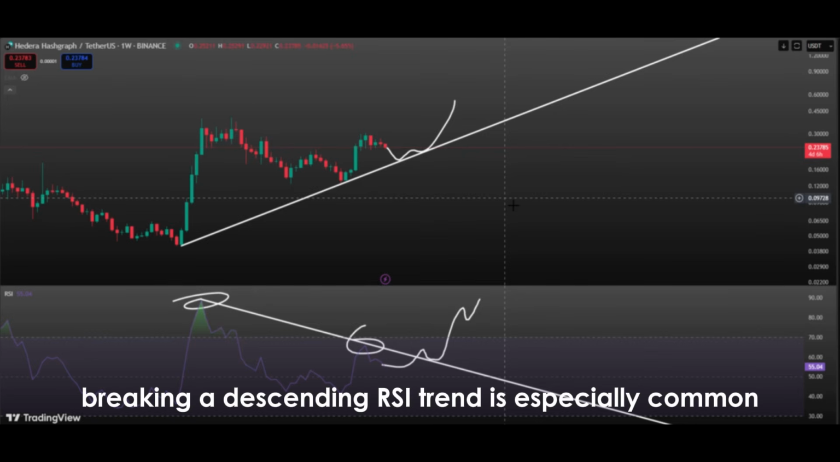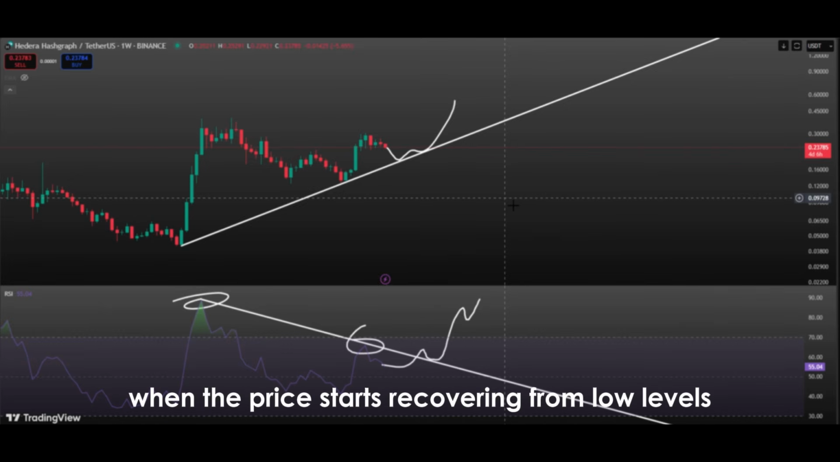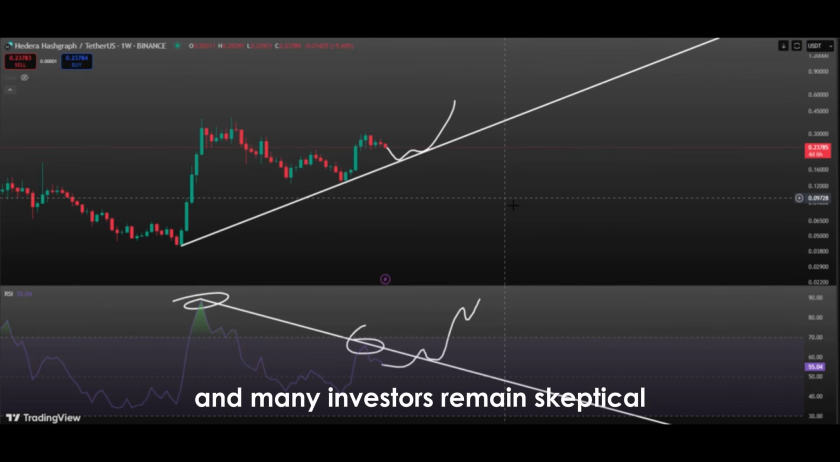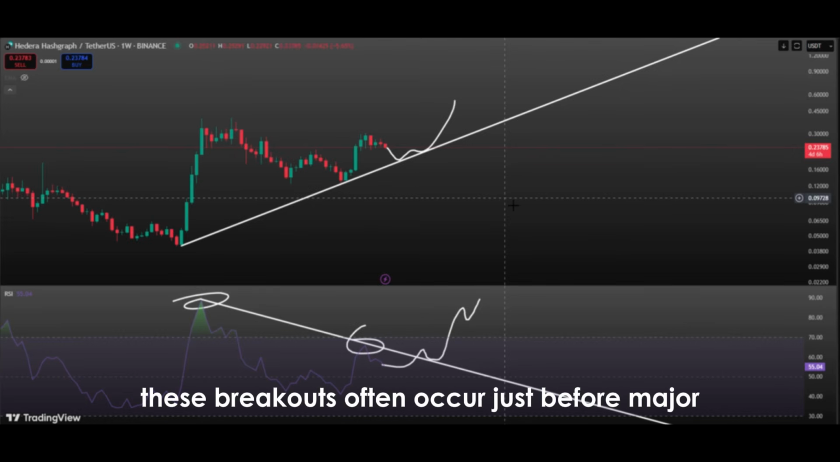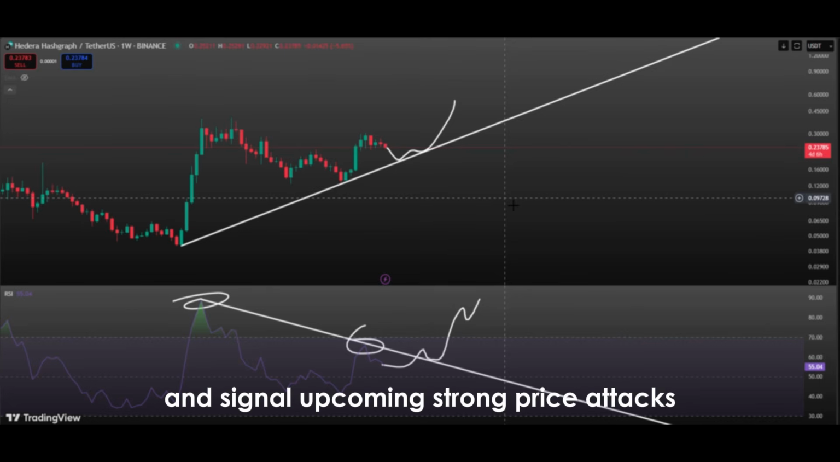Breaking a descending RSI trend is especially common at the beginning of bull markets. During periods when the price starts recovering from low levels and many investors remain skeptical, the RSI breakout serves as one of the first signals of a new bull movement. These breakouts often occur just before major upward trends and signal upcoming strong price attacks.